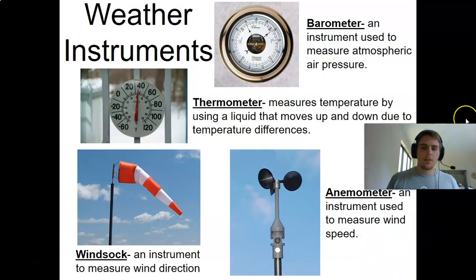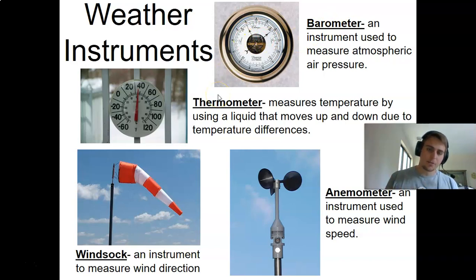There are a number of weather instruments that we use to measure all of the different things that we talk about when we talk about weather and meteorology. Some I'm sure you're familiar with, some less so. So a barometer, you may have heard of. It's an instrument used to measure atmospheric air pressure. A bar is the unit of measurement that we use for air pressure, or millibars. So a barometer is what we use for that.